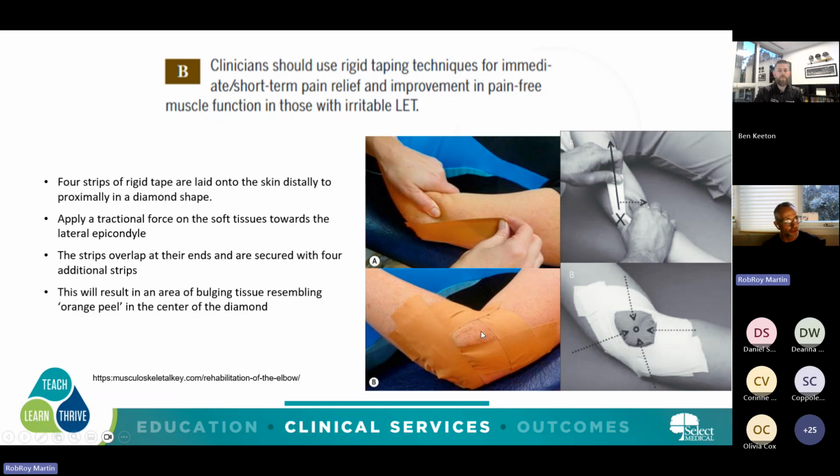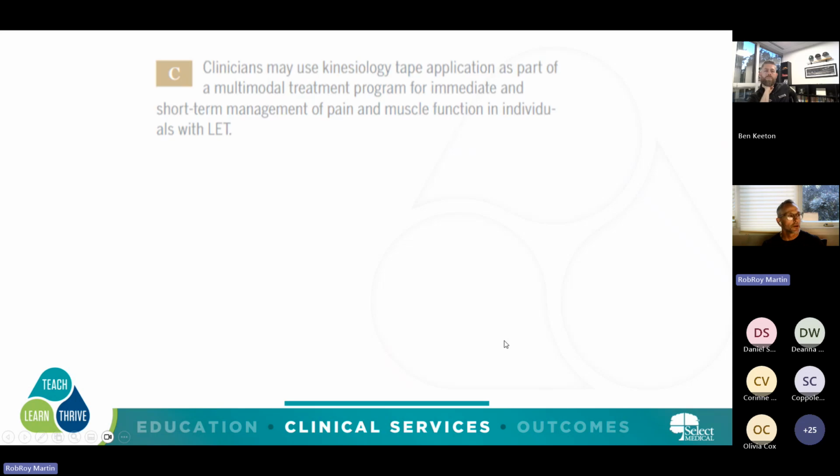And if you do it well, it ends up in a diamond shape, and the patient should get some relief when that lateral epicondyle is offloaded. So as far as taping techniques, this has the strongest level of evidence. There is a weaker level of evidence for kinesio tape. So again, we're talking about our irritable patients if we want to offload that lateral epicondyle.